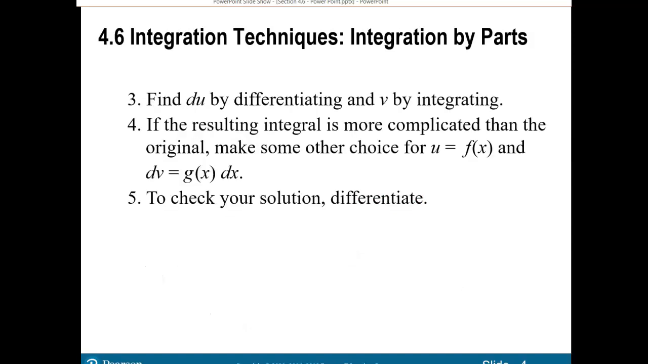All right, find du by taking the derivative of the u, and then find v by integrating the dv. If the resulting integral is more complicated than the original, remember the formula was uv minus the integral of v du, so you'll still have an integral to evaluate. If that's more complicated, then start over and choose something different. And then we can always check our solution at the end.